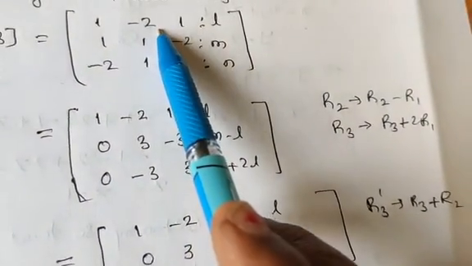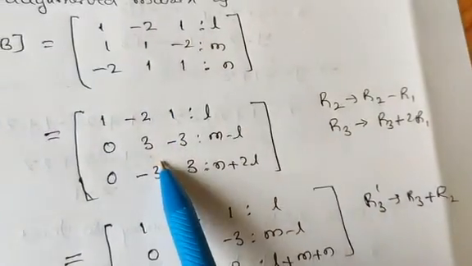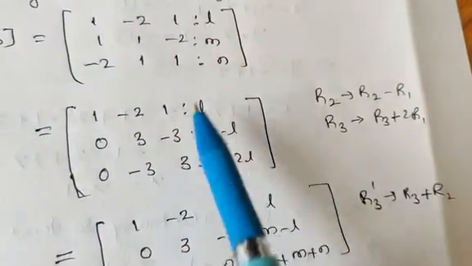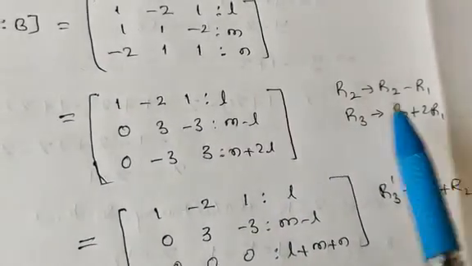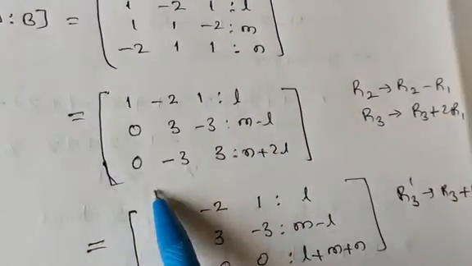1 minus of minus 2 is plus 3. Minus 2 minus 1 is minus 3, that is M minus L. Third row changes to third row plus 2 times the first row. Minus 2 plus 2 is 0.